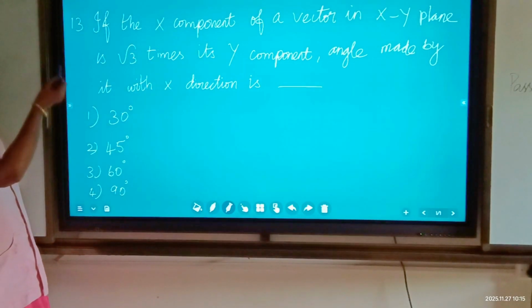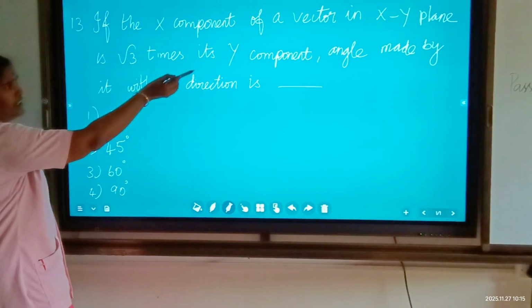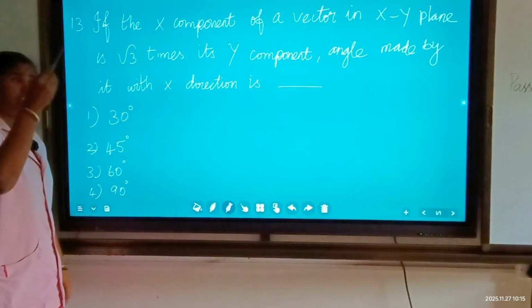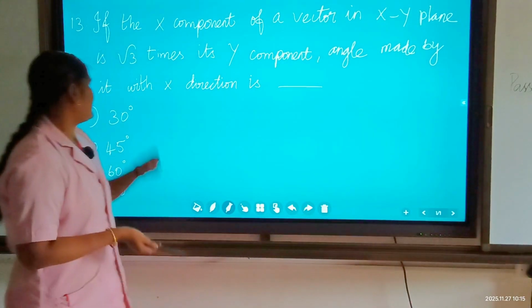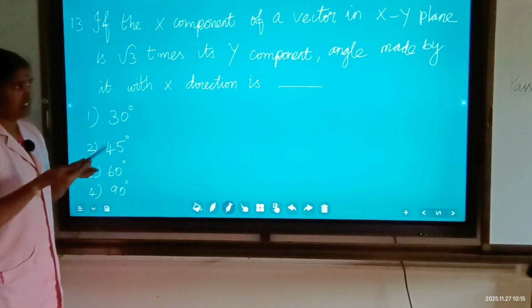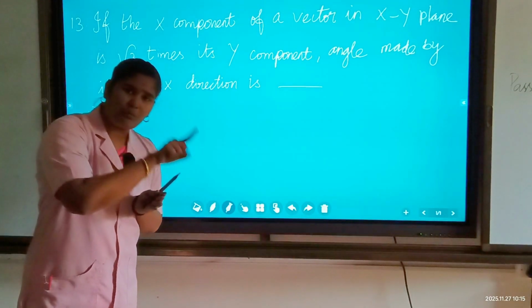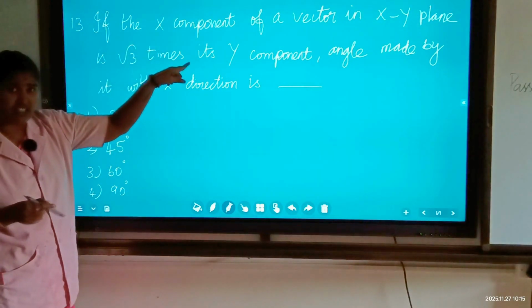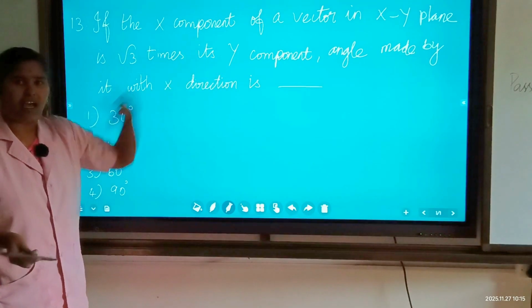Okay, now let's see the 13th sum. What they have given: if the x component of a vector in the xy plane is root 3 times its y component, the angle made by it with the x direction is? So what they have given? They have given two components, x component and y component, and that x component is root 3 times the y component, and we have to calculate the angle.